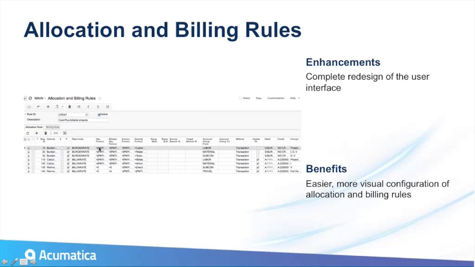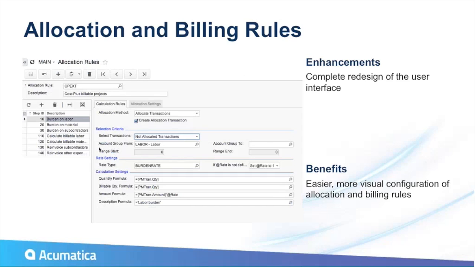So we've completely redesigned the user interface of the allocation and billing rule screen, and let me show you the result. Much cleaner, as you can see. At the left, we have one grid listing all the allocation steps, and at the right, you view all the configuration options for the currently selected allocation step. So it is much more visual, easier to use, and it is still as powerful as before. It's the same underlying engine. We just changed the way it is presented to the user.